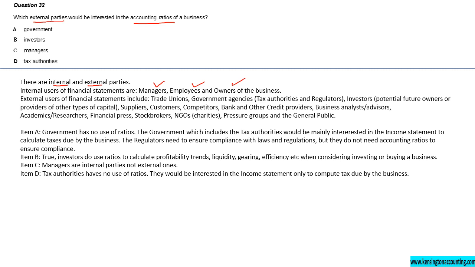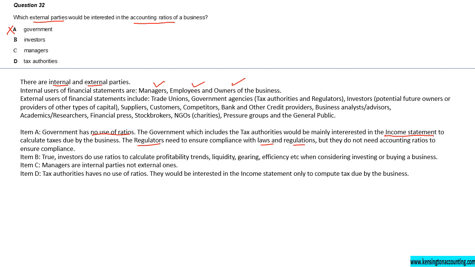Now, going back to our question, item A is talking about government. Now, government does look at the financial statements of a business. In particular, they look at the income statement. Okay, the tax authorities in particular, they look at income statements so that they calculate the tax due by the business to the government. As regulators, okay, they also require other information to ensure the company is compliant with various laws and regulations. But for these two requirements of tax calculations and compliance with laws, they do not need accounting ratios. Here we're talking about accounting ratios. Therefore, government has got no use of accounting ratios. Therefore, answer A is wrong.